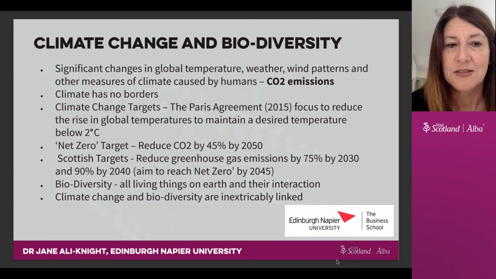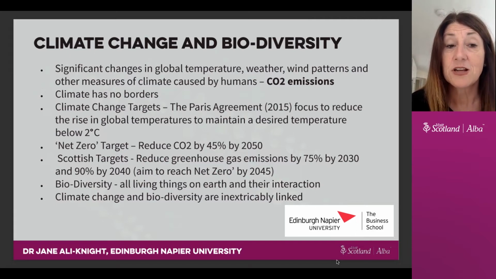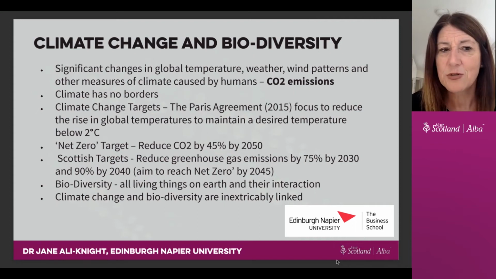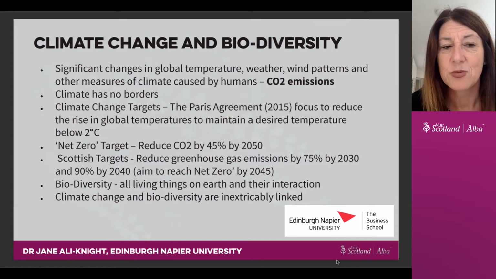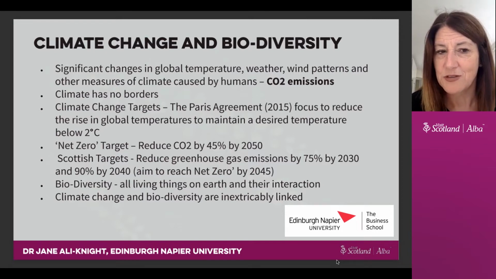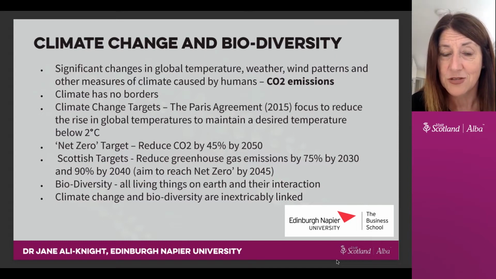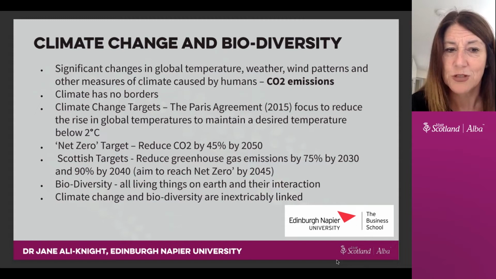Obviously climate has no borders and there are certain climate change targets in place. These were agreed in 2015 by the Paris Agreement, where the focus was to try and reduce the rise in global temperatures to maintain a desired temperature below 2 degrees Celsius. We also have targets now which focus more on net zero. Within the UK, the main target is to try and reduce CO2 by 45% by 2050. But here in Scotland, we've got more ambitious targets, where we're looking at reducing greenhouse gas emissions by 75% by 2030 and 90% by 2040.